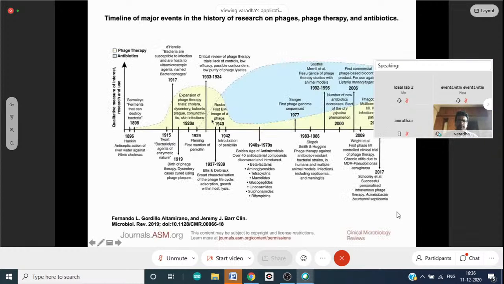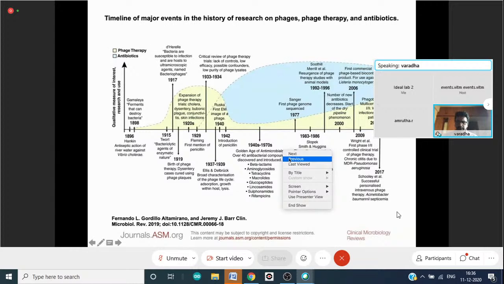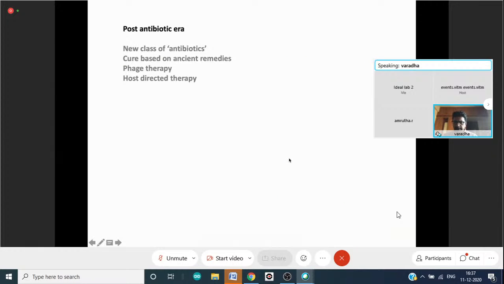Okay, so this is an example of what I told you about phages. There was a lot of interest in phage in the beginning, but with the advent of antibiotics, the blue bar, the interest in phages had waned, but now it is making a comeback. I think I will stop here because I would love to take some questions from the audience.